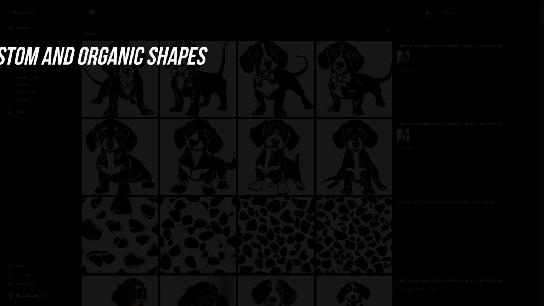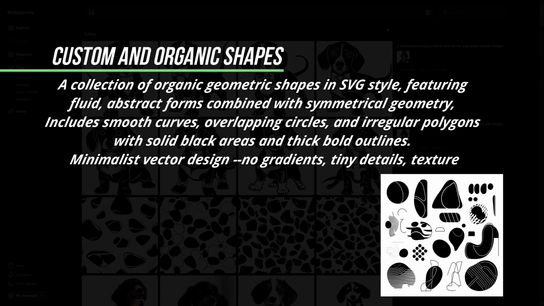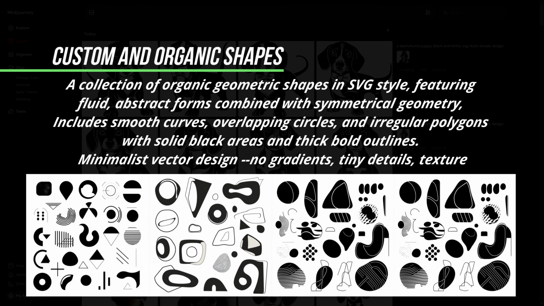If you're looking for something that isn't perfectly round, this organic geometric shapes prompt blends fluid, abstract forms with symmetry. The designs feature smooth curves and irregular polygons. These are ideal for 3D prints that need an organic, flowing feel.